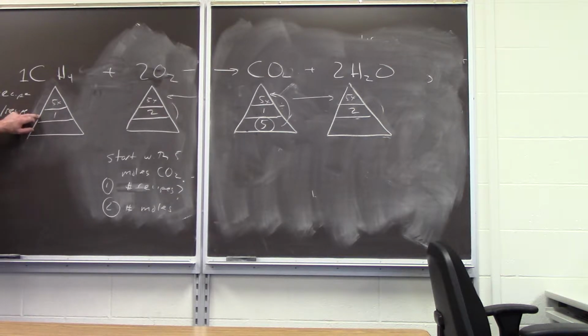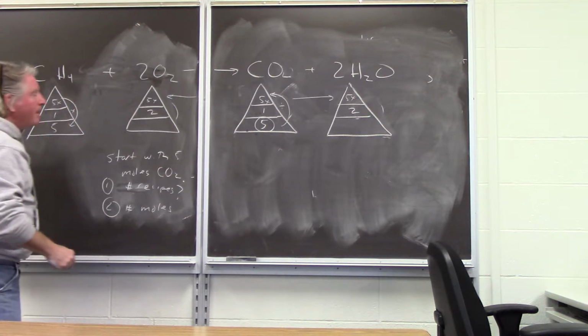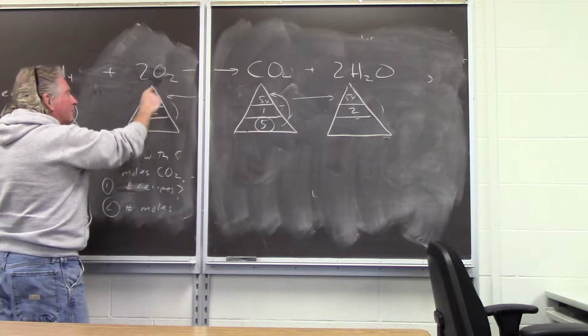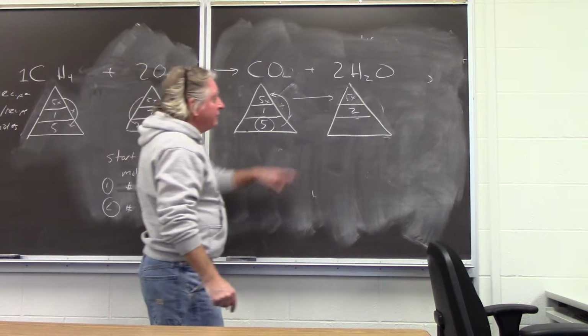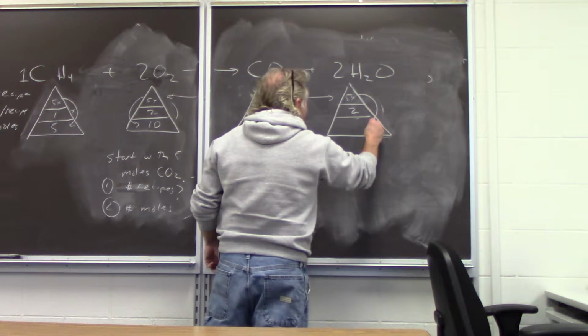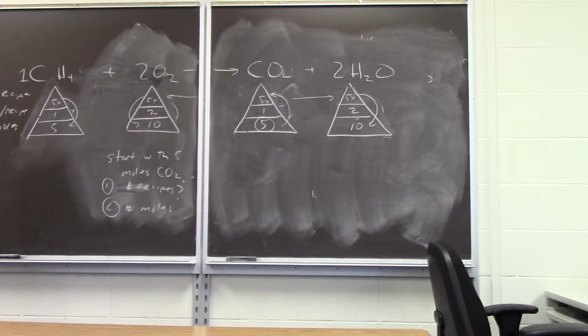I need 1, do it 5 times, I got 5. I got 2, I do it 5 times, I got 10. I got 2 again, do it 5 times, I got 10. There you go. So I can figure out how many moles I have. If somebody gives me a certain amount of moles, I can figure out the rest of the moles.